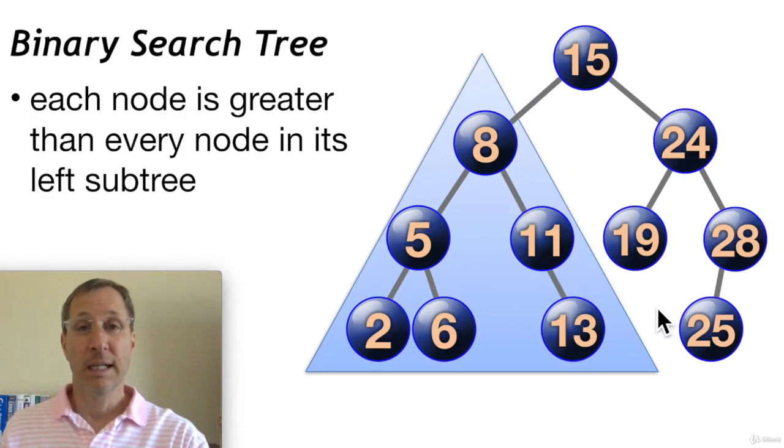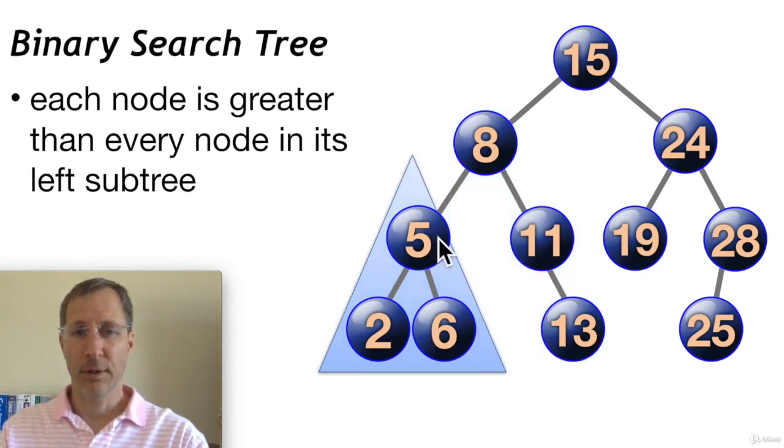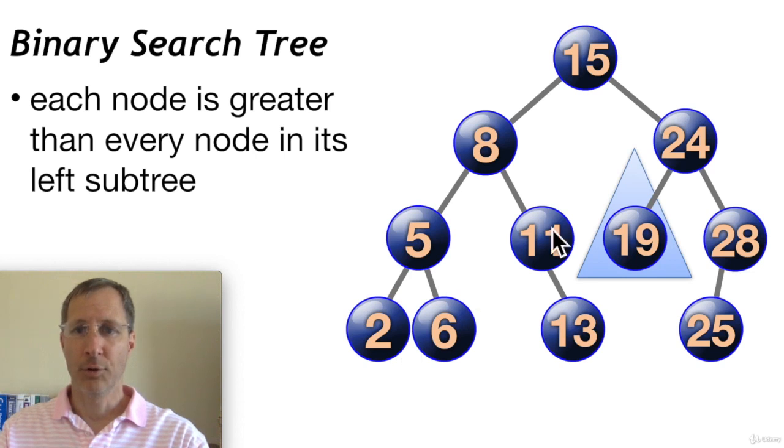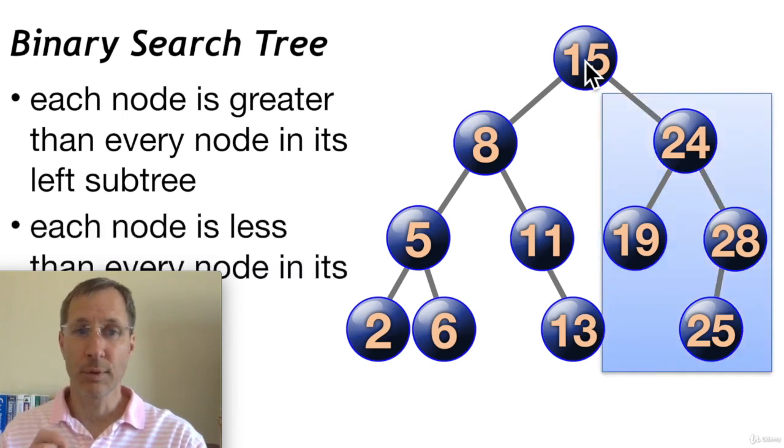In a binary search tree, each node is greater than every node in its left subtree. So here we can see that 15 is greater than every single node in its left subtree. And 8 is greater than every node in its left subtree. And the 5 is greater than every node in its subtree. The 24 is greater than every node in its left subtree. So this is a standard requirement for binary search trees. Each node is greater than every node in its left subtree. And it's also less than each node in its right subtree.